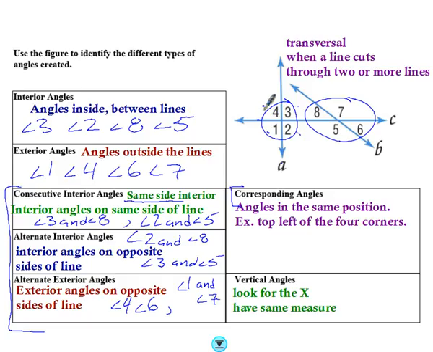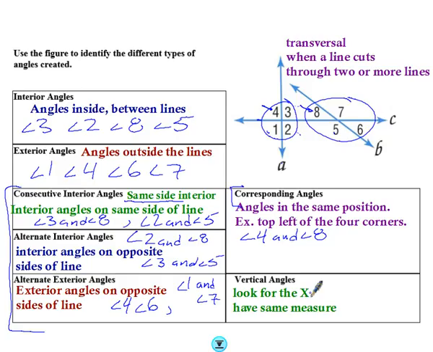So there's actually a lot of sets of corresponding angles here. So angle 4 is in the top left position, and over here in this set of four corners, angle 8 is in the top left position. So we would say that angle 4 and angle 8 are corresponding angles. We could also use 3 and 7 because they're in the top right. We could use 1 and 5 because those are in the bottom left, and we can use 2 and 6 because those are in the bottom right.